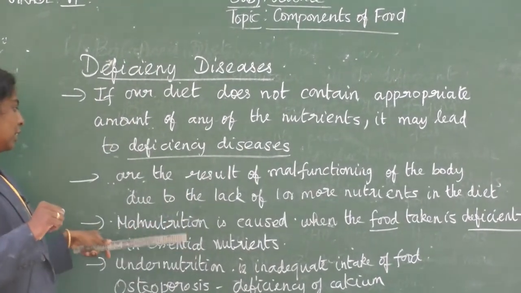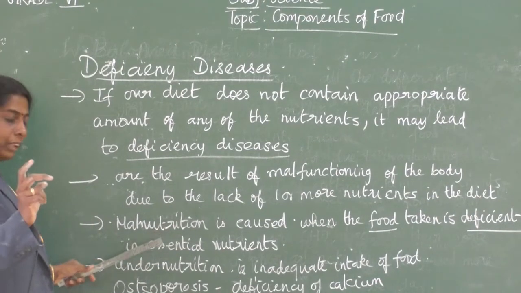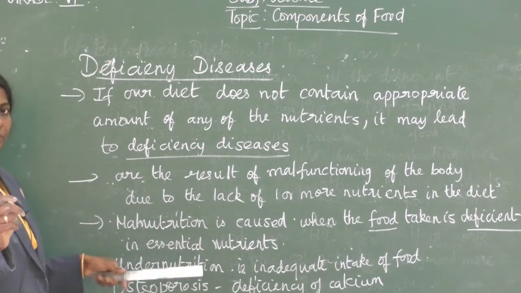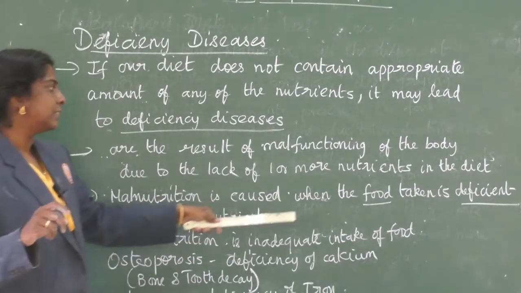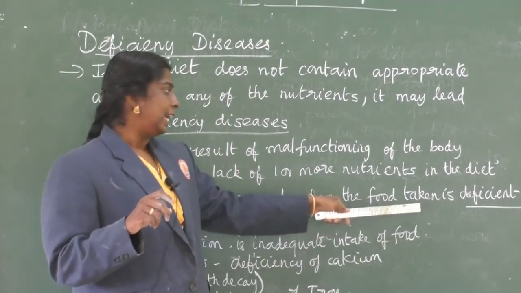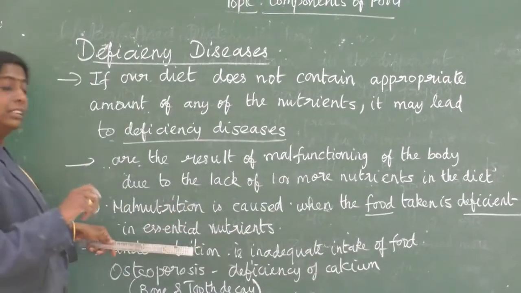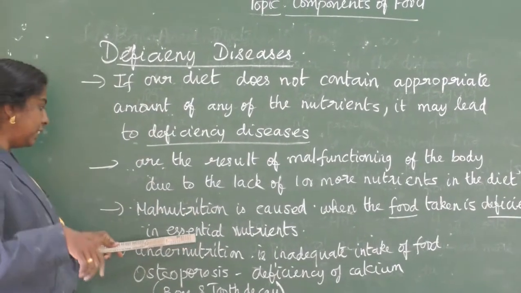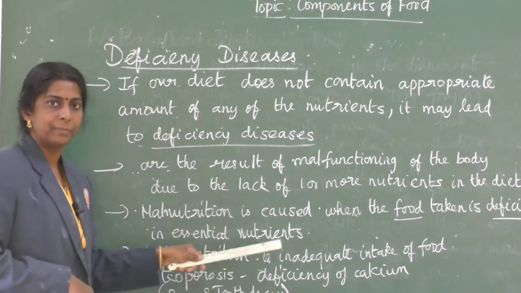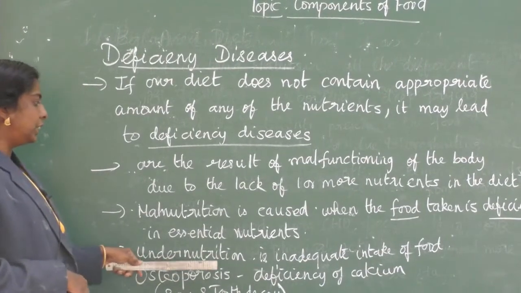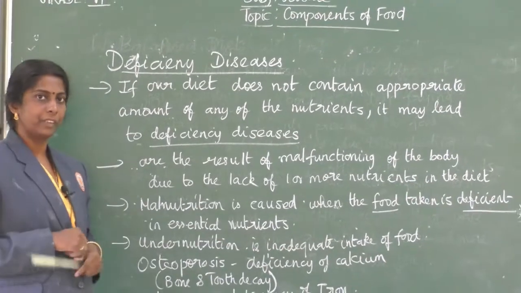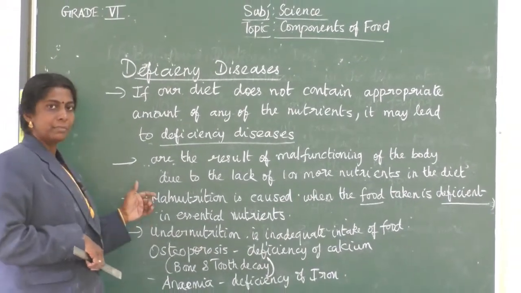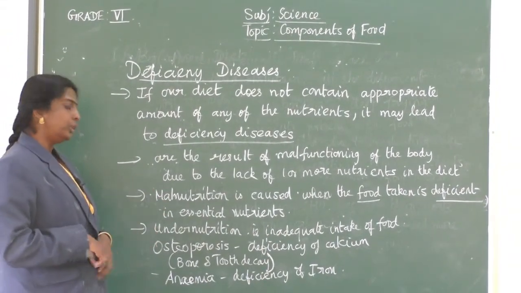Okay, and then there are two things, malnutrition and undernutrition. So what do you mean by malnutrition? Malnutrition is caused when the food taken is deficient in essential nutrients. And then undernutrition is inadequate intake of food. So these are two main things, malnutrition and undernutrition.